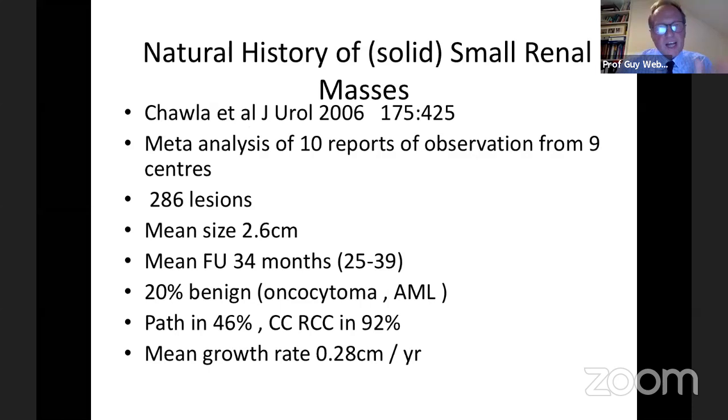So we know from the natural history of surveillance of solid small renal masses that they grow probably about 3 millimeters or so a year, left untreated and kept under surveillance. And this was a study from 15 years or so ago now, when this started to become an entity of the surveillance of renal tumors.